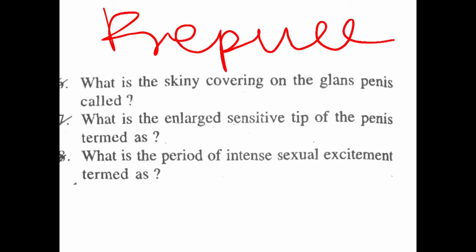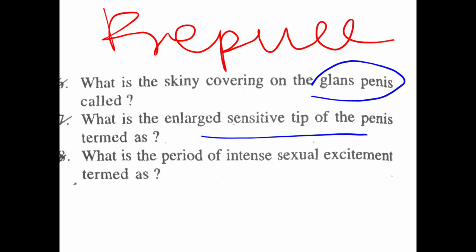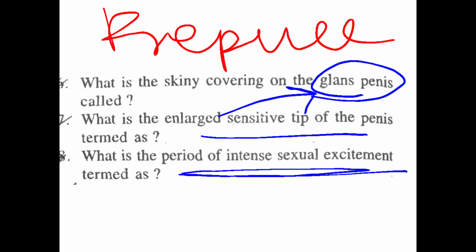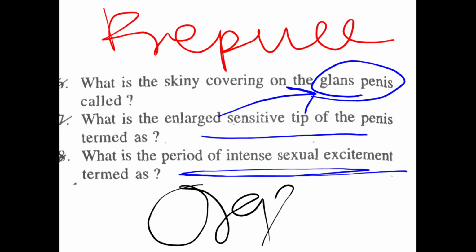Next. What is the enlarged sensitive tip of the penis termed as? This is glans penis. Okay. What is the period of intense sexual excitement? This is a new term, that is orgasm, O-R-G-A-S-M. Okay.